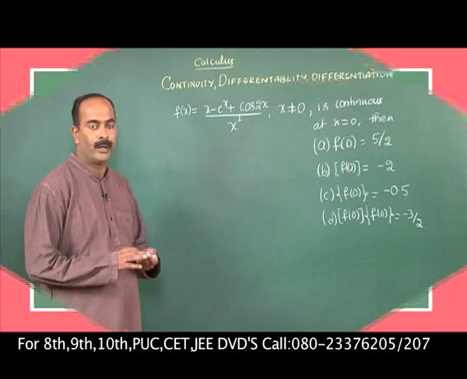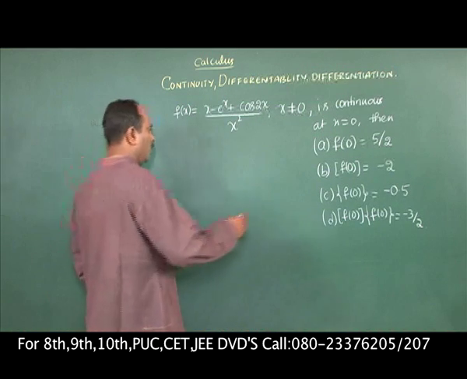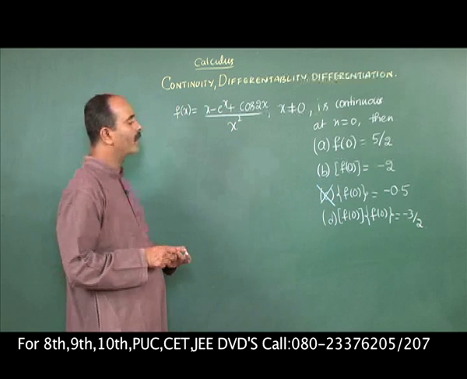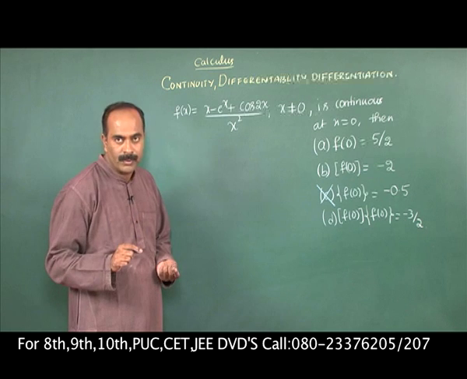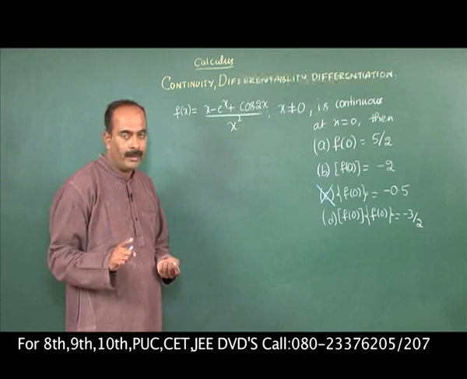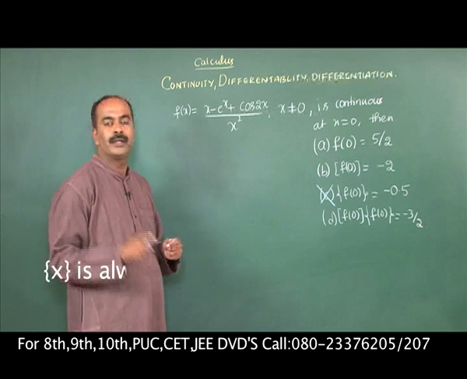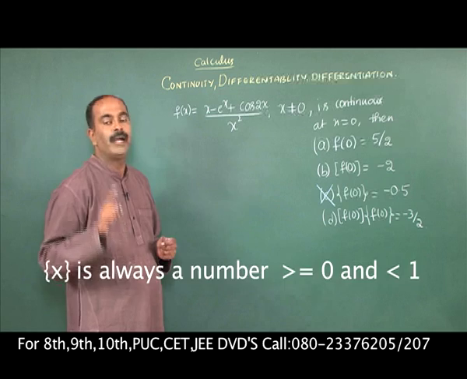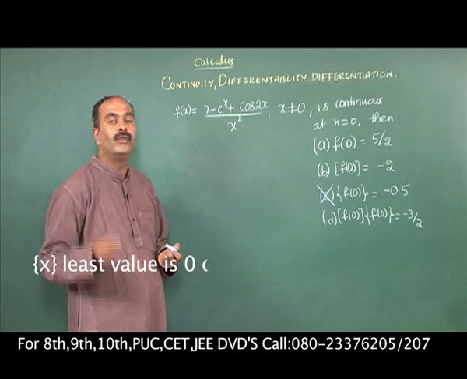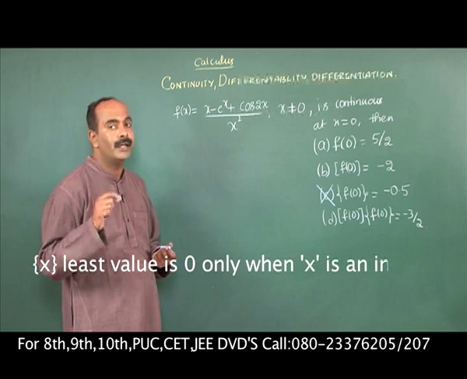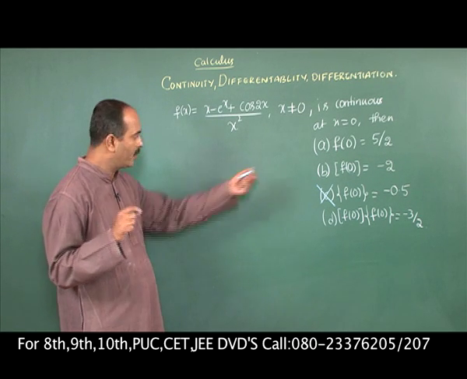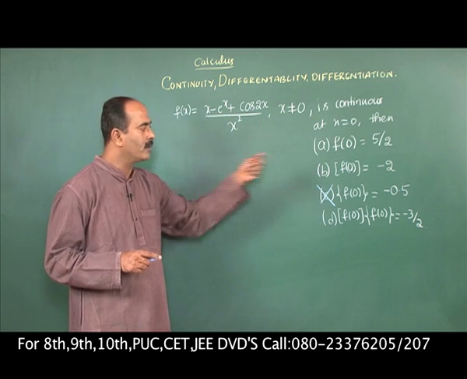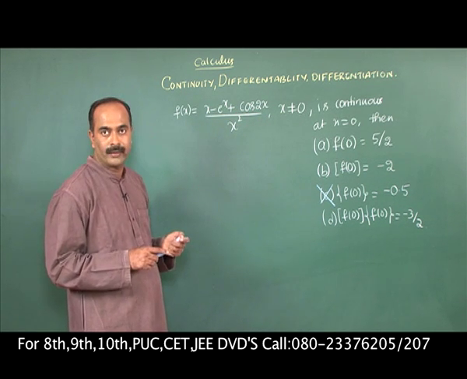Before starting this problem, I would love to put a cross mark on option C. The reason is that fractional part of f of 0 is minus 0.5 is meaningless. Remember, dear students, fractional part of x is always a number greater than or equal to 0 and less than 1. And fractional part of x has least value 0 only when x is an integer. Anyway, coming back to this, we are left with only 3 options, and we will see which is correct.